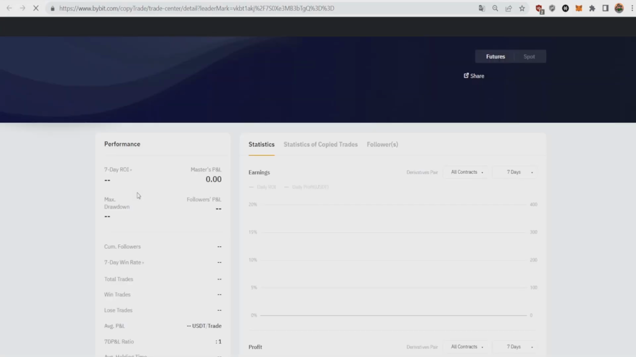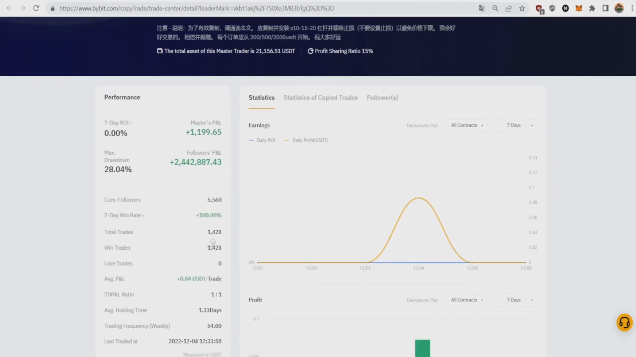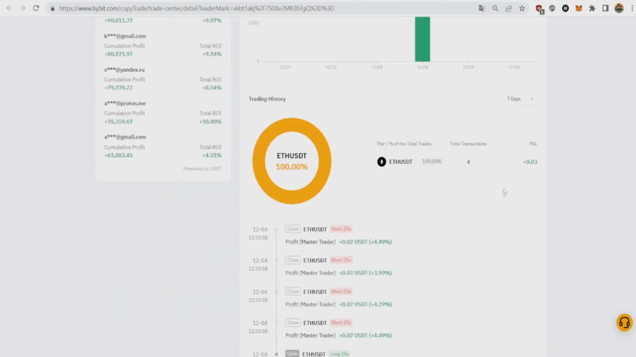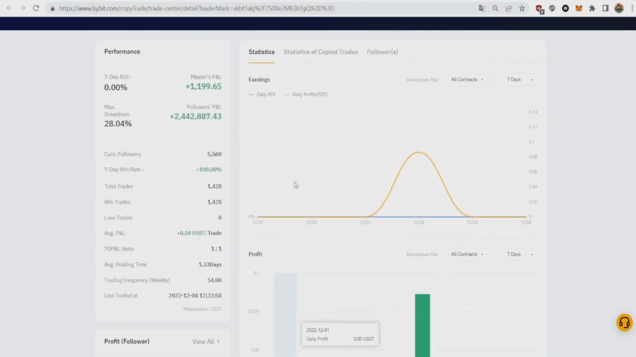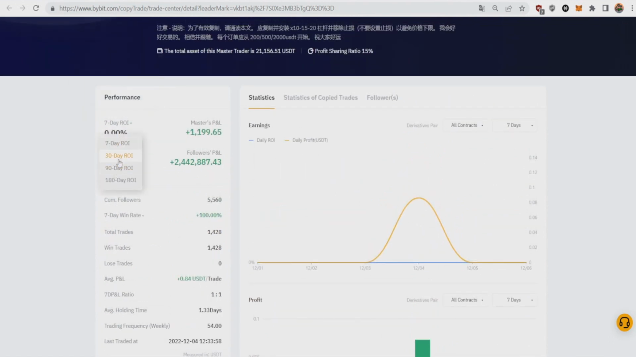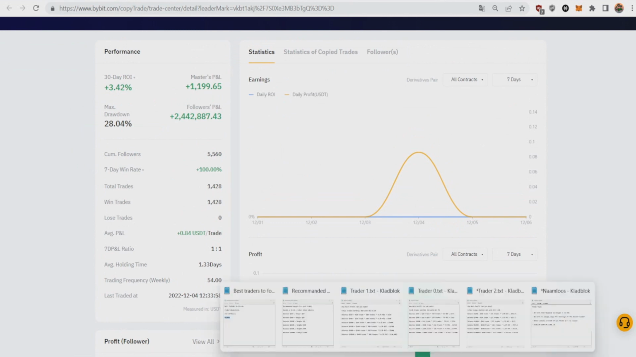As you can see, guys, this is the big one, making 2 million for his followers, has 1,428 trades without a loss. But there is always a but, guys. In the last 30 days, this guy did like 225 winning trades. So if we have his last 30 days return on investment of 3.42, how much money would he have made, guys?